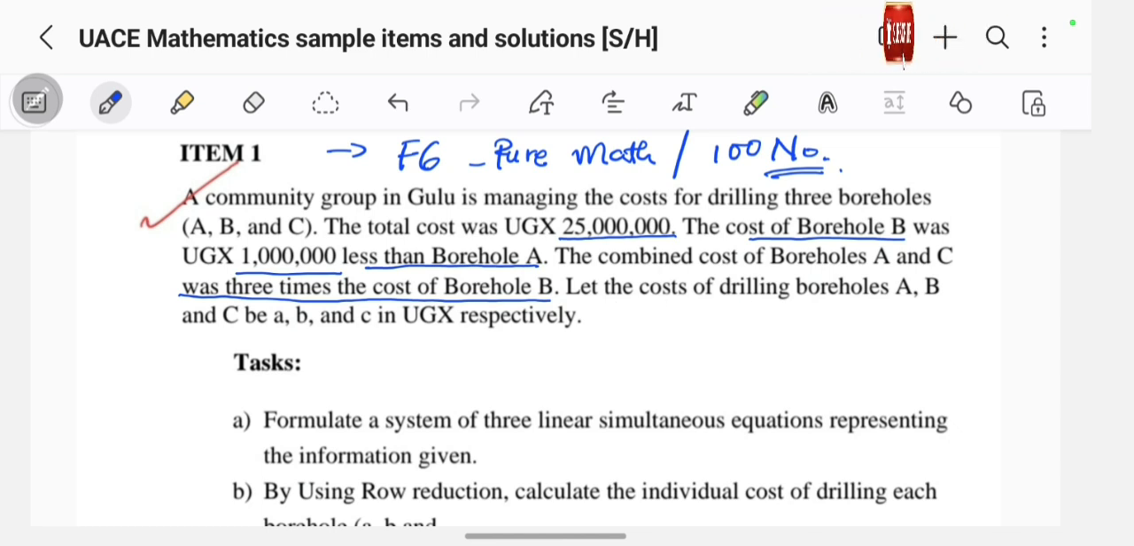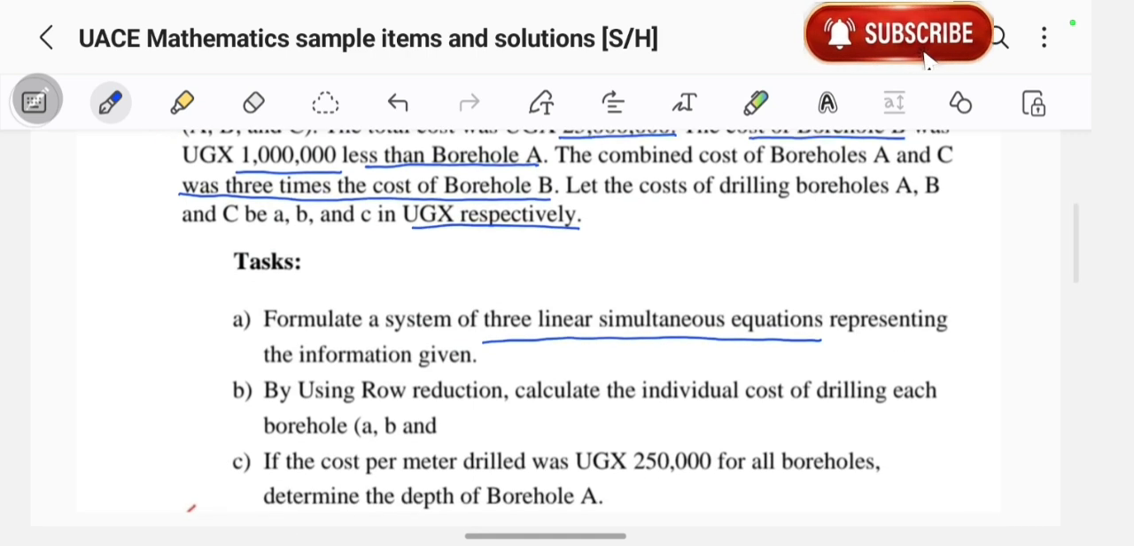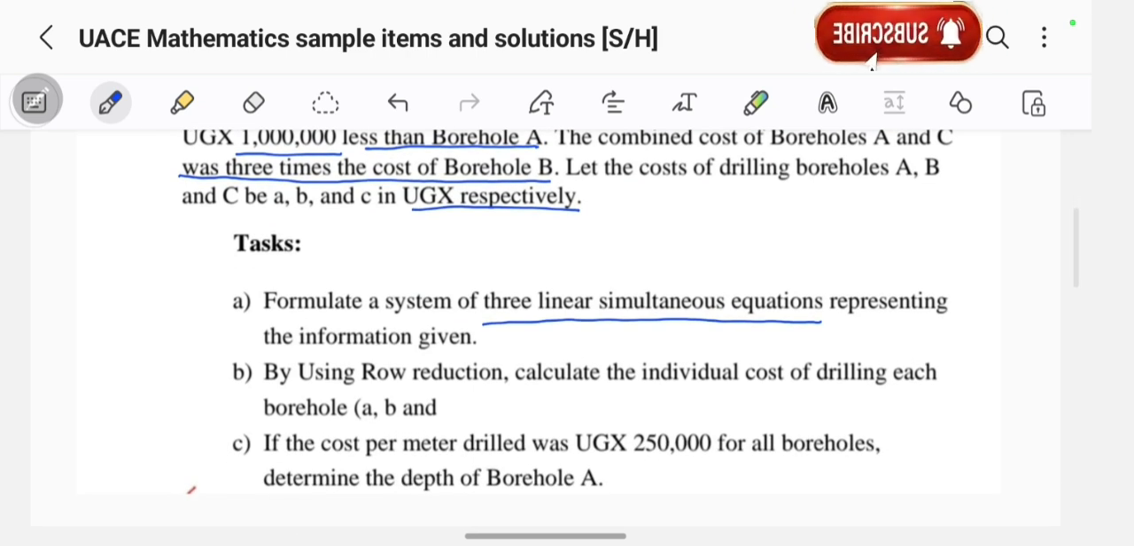Let the cost of drilling borehole A, B, and C be small a, b, and c in Uganda shillings respectively. That is our scenario. It's dealing with boreholes. Then the task is: formulate a system of 3 linear simultaneous equations representing the information given. Then part B, by using row reduction, calculate the individual cost of drilling each borehole A, B, and C.